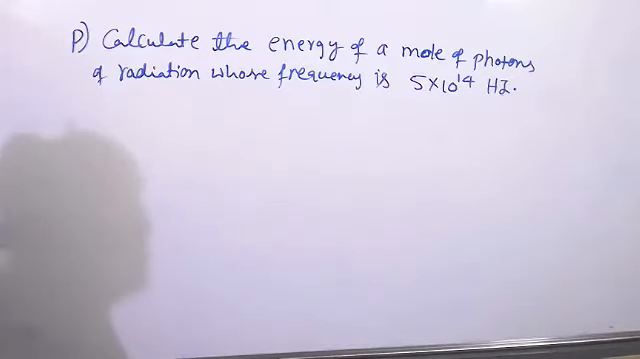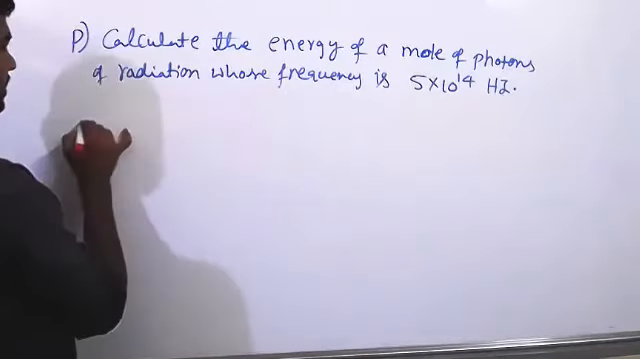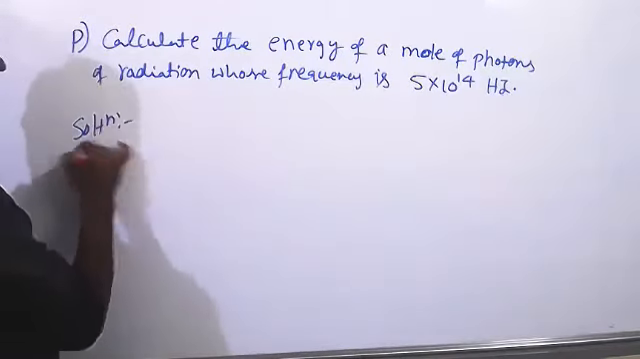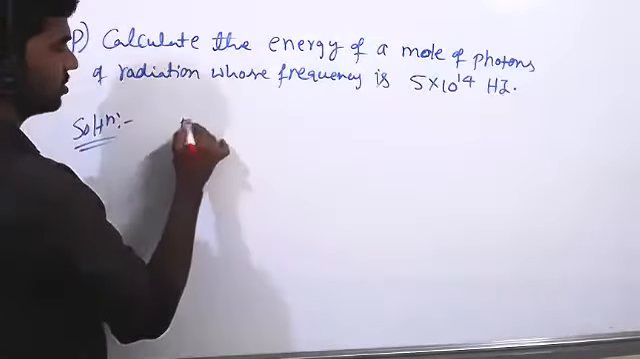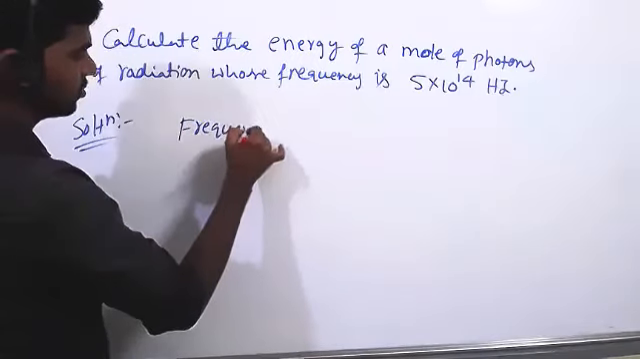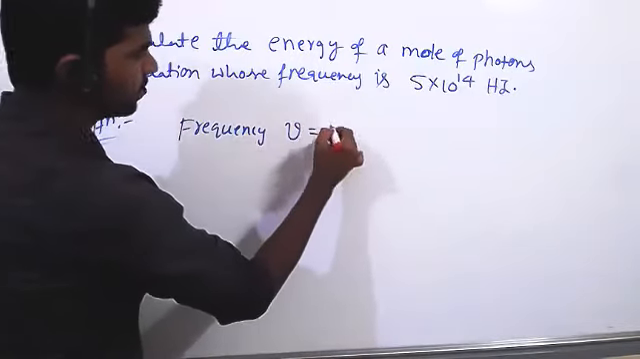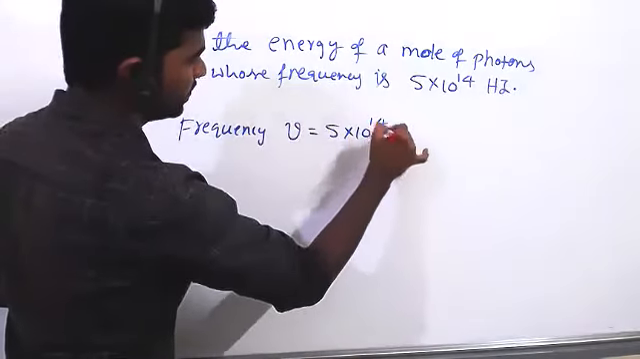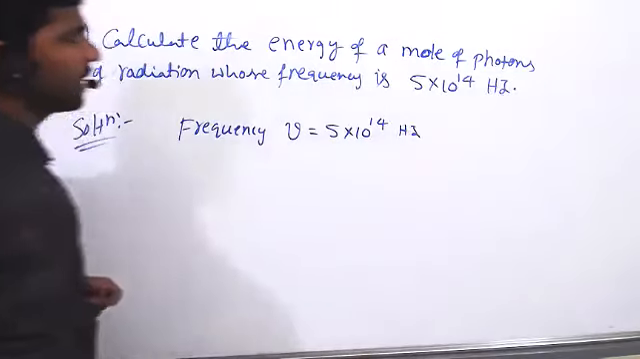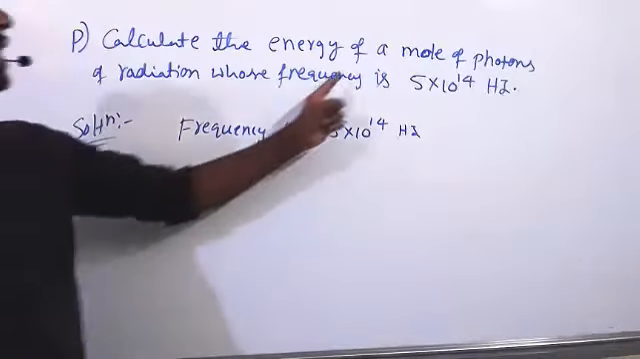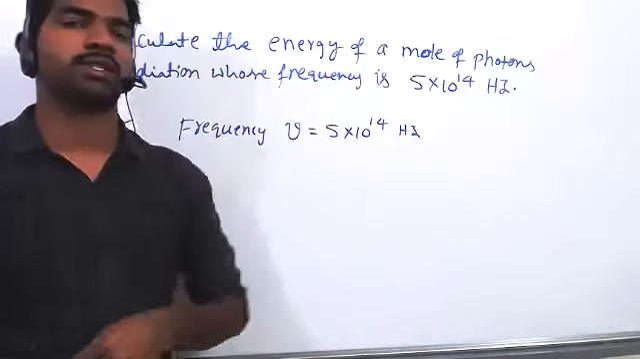E we have to calculate. h and nu are given. See carefully, here first the given data. Frequency is given: nu is equal to 5 into 10 power 14 hertz. This is frequency. And also given is the energy of a mole of photons.